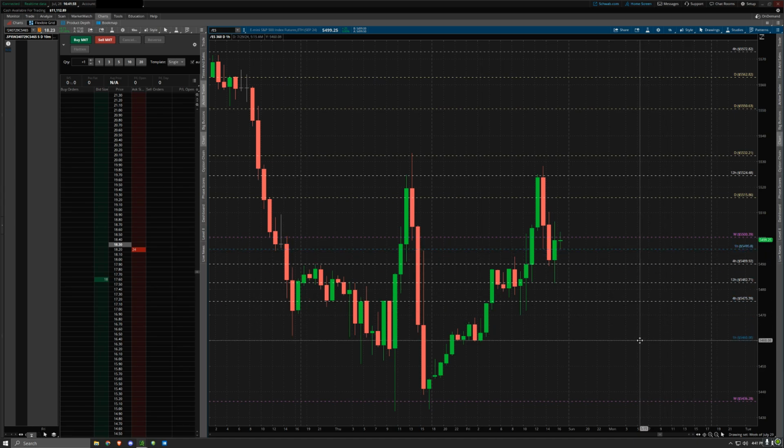You can see price was supported right there. Right here's an interesting one because every dip down in this little area left a nasty wick, so I'm going to put that one as well on the 1 hour, like so. I'm probably missing a few that I'm just not seeing right now.